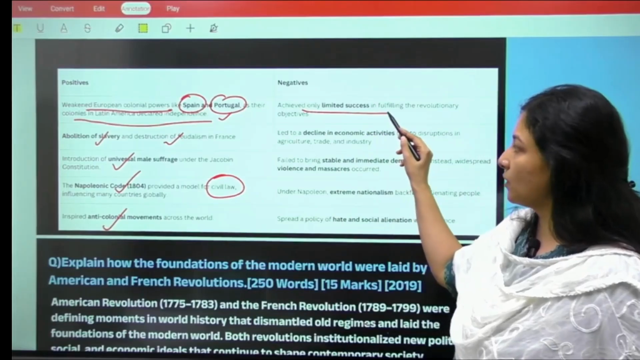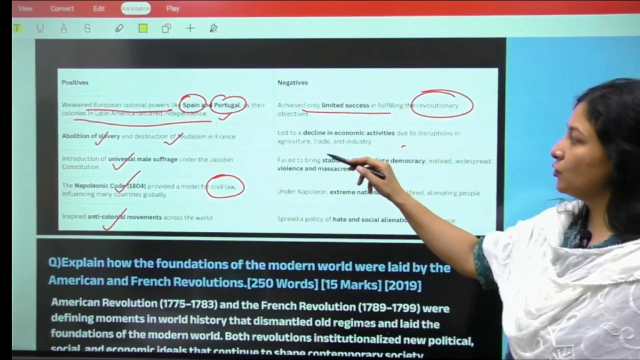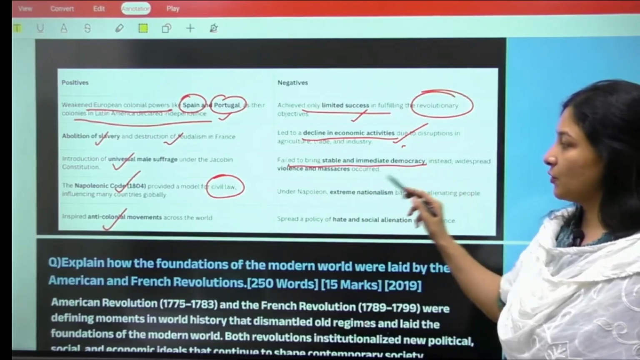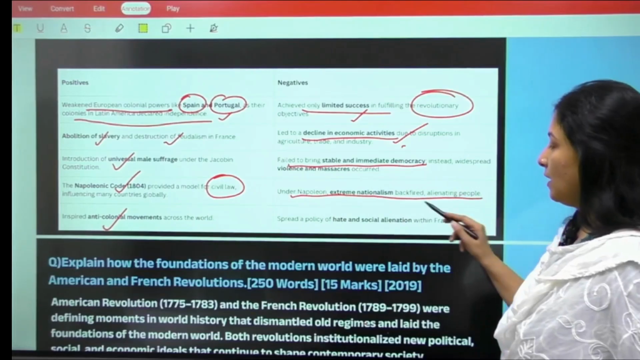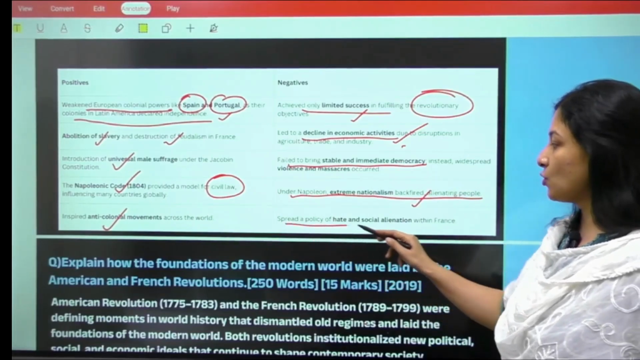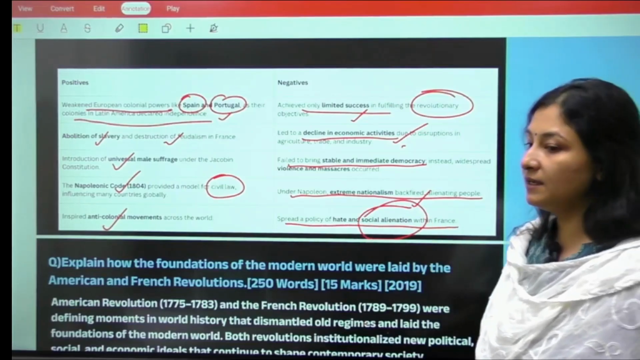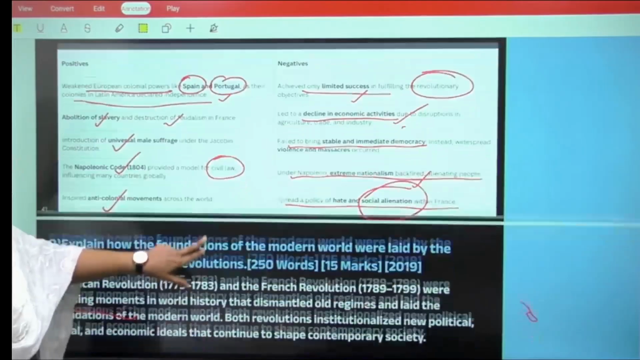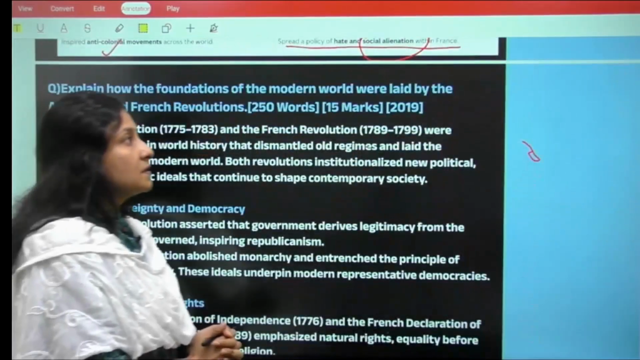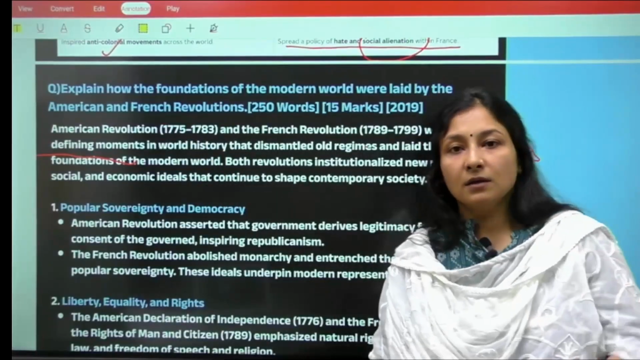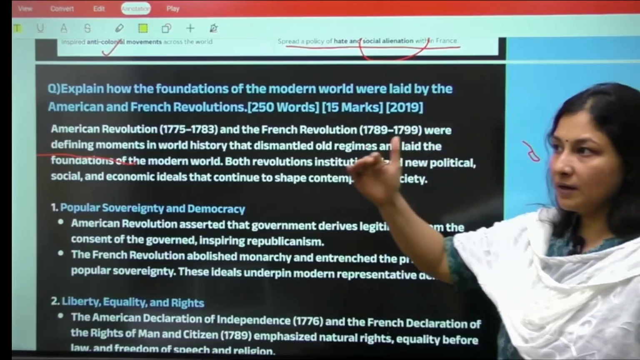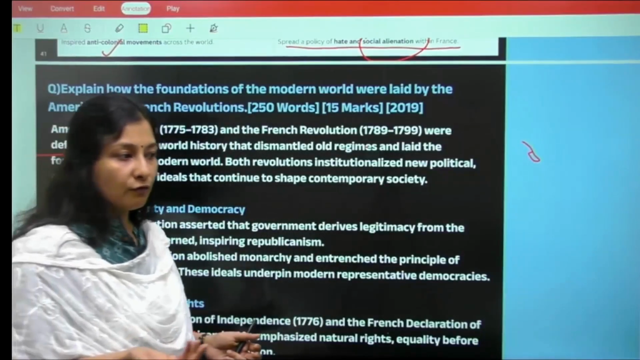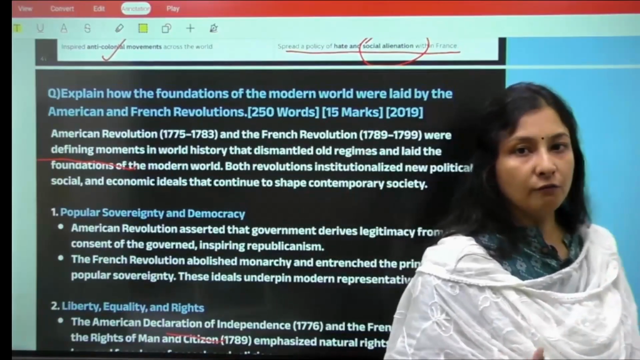Negatives: there was only limited success, right? Only the objectives of the revolutionaries were fulfilled. It led to a decline in economic activities. It failed to bring stable immediate democracy, and under Napoleon, extreme nationalism backfired or alienated the people. There was a spread of a policy of hate and social alienation within France, because multiple times there was a change of scenarios in the formation of the constitution. It went from monarchy to constitutional monarchy to a republic, right? And then when it went to a directory, it became a dictatorial power of government. And then again, it went back and forth, right?